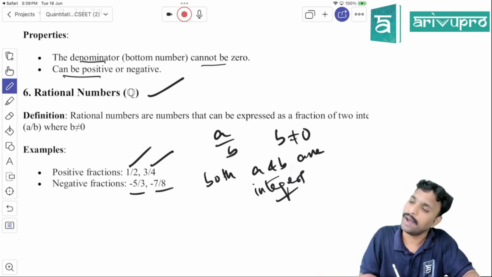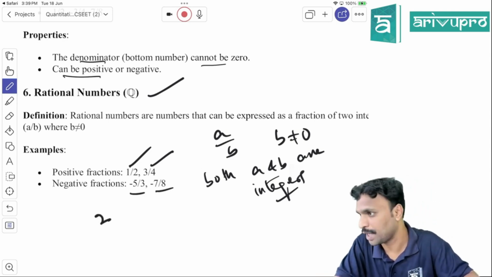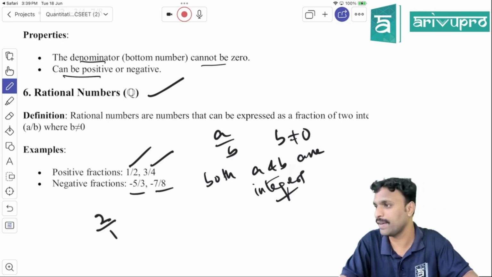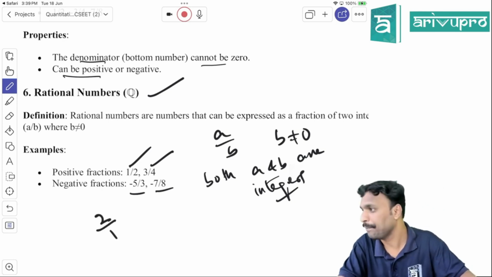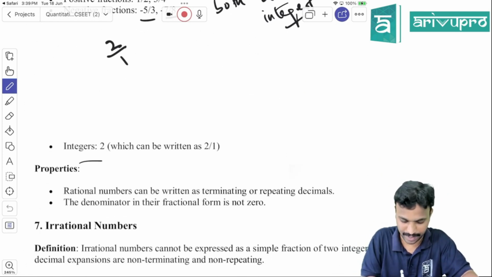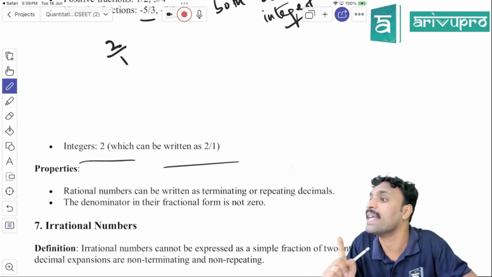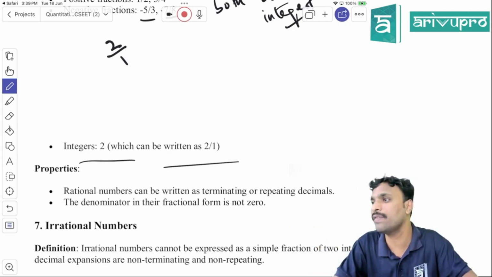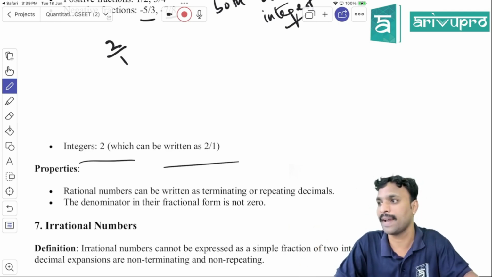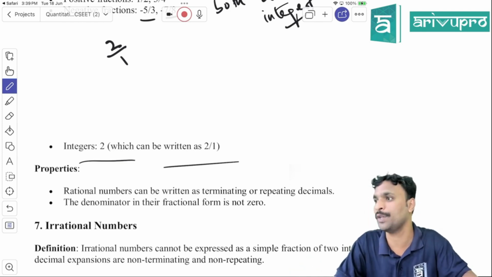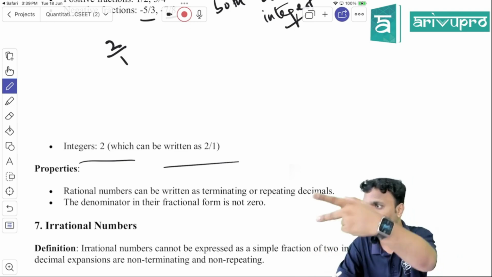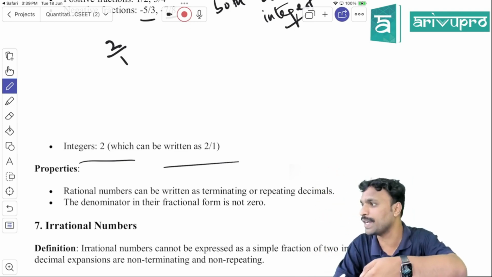Now, what about 2? It's a rational number. Why? 2 can be written as 2 by 1. You can realize this in the form of a by b. So these are examples of rational numbers. Is pi a rational number? Pi is approximately 22 by 7. So 22 by 7 is rational, but pi is irrational, because had it been exactly equal to 22 by 7, then it would be rational. Since pi is only approximately equal to 22 by 7, it is not equal to 22 by 7. If it were 22 by 7, you know 22 is an integer, 7 is also an integer.